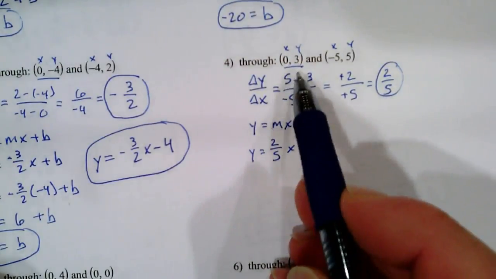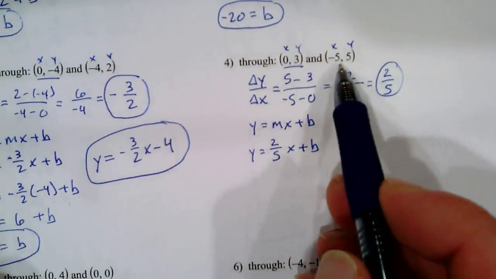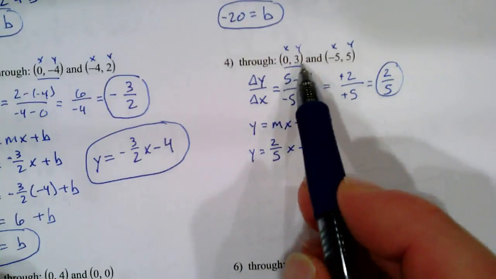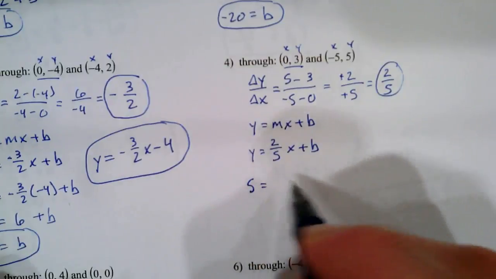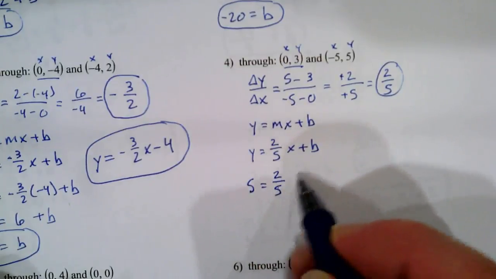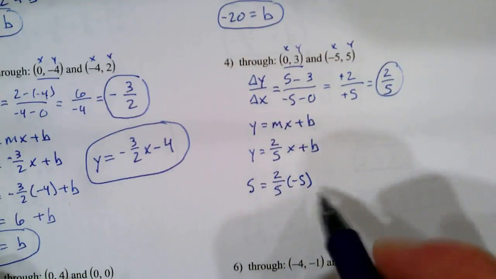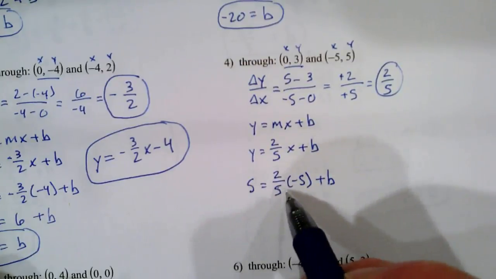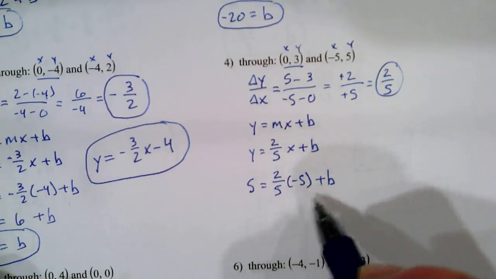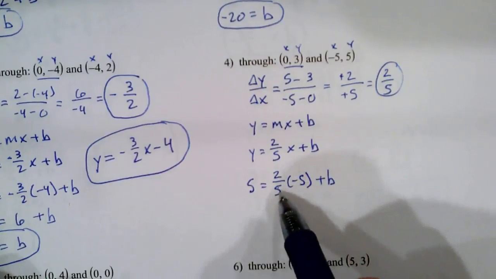Then we're going to replace the x and y with the x and y from one of these 2 points. I'm going to pick this one just to show you that we still get 3 for our y-intercept. So y is 5 equals 2/5 times negative 5 plus b. Now we have to multiply 2/5 times negative 5, now it's a negative 5 times a positive 2/5. So in the end, our answer should be negative.